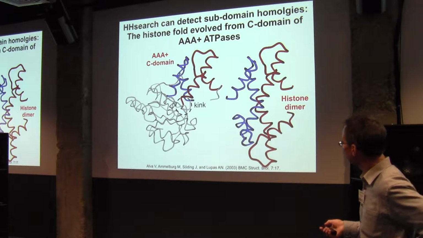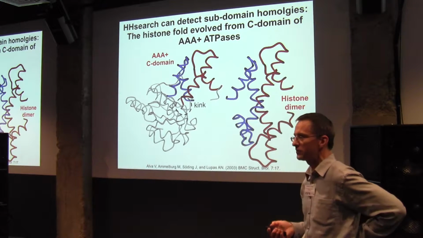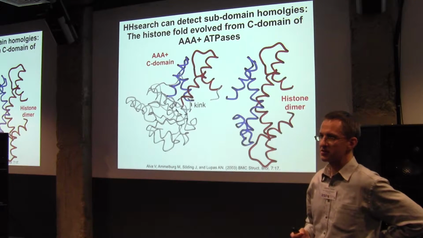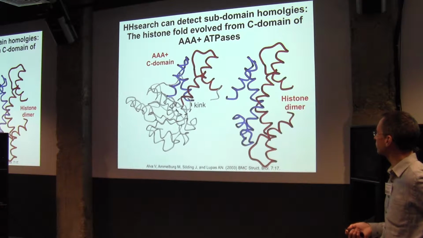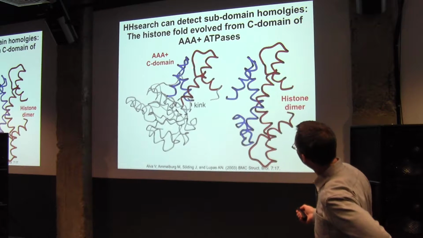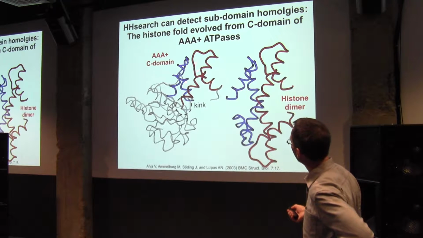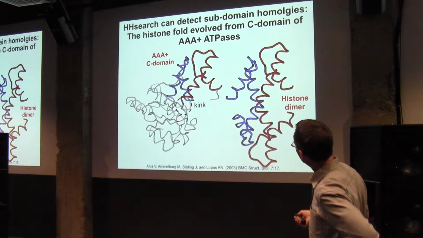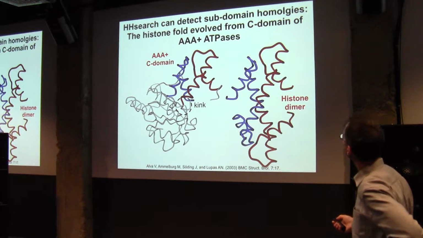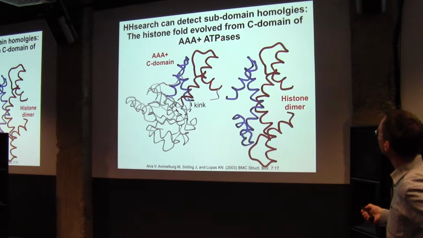And a nice example that goes down even deeper than the common ancestor of the 3 domains of life is shown here. So here we found, and we found actually many similar examples, these are 2 protein folds. One is the AAA+ ATPase fold.